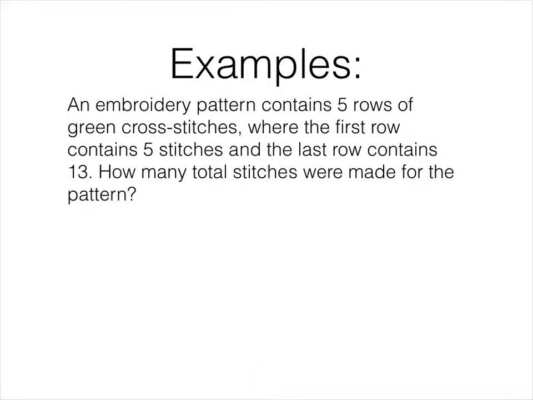Okay, this one is a series. An embroidery pattern contains 5 rows of green cross stitches, where the first row contains 5 stitches and the last row 13. How many total stitches were made for the pattern? Now, obviously, who cares, but there are lots of good examples for this stuff. I just chose this one because it's simple and the numbers are nice and small. So, formula for the series. S sub n equals n over 2 times a1 plus an.